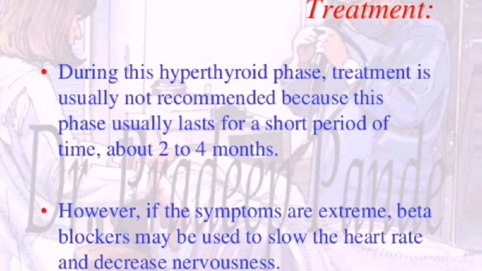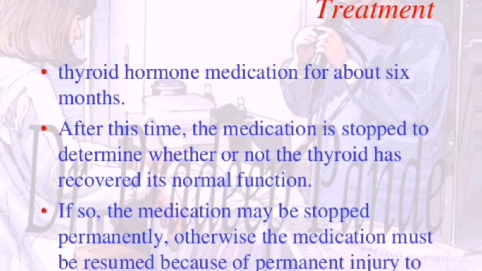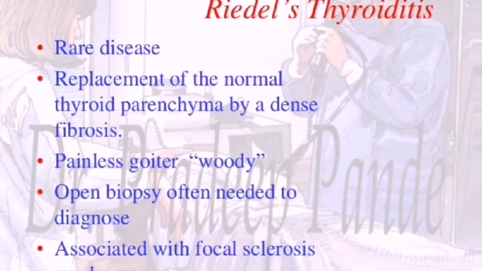Treatment in the hyperthyroid phase is usually not recommended because this phase lasts only a short period of time, about 2 to 4 months. However, if symptoms are extreme, beta blockers can be used to slow the heart rate and lessen nervousness. Thyroid hormone medication is given for about 6 months. After this time, the medication is stopped to determine whether or not the thyroid has recovered normal function. If so, the medication may be stopped permanently; otherwise the medication must be resumed because of permanent injury to the thyroid gland.